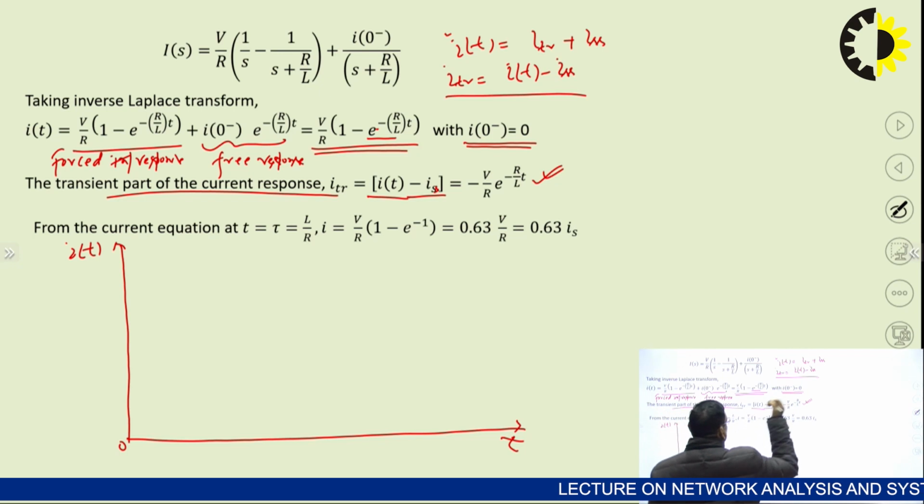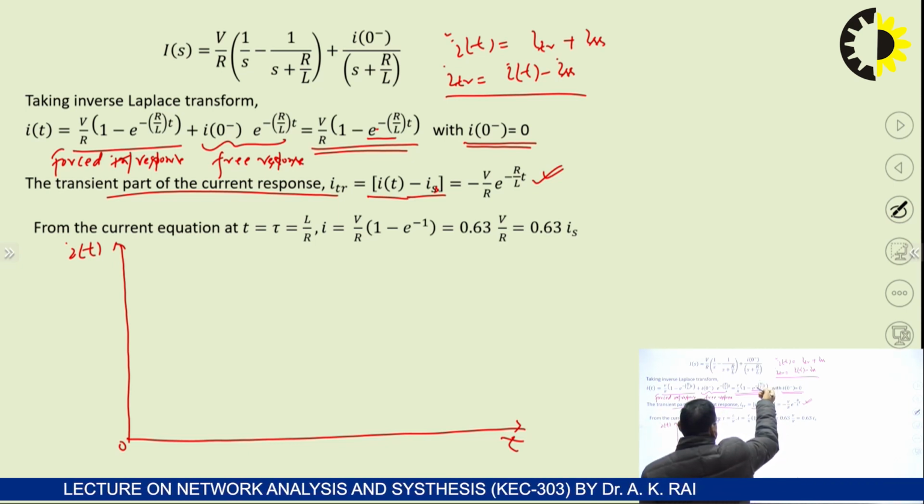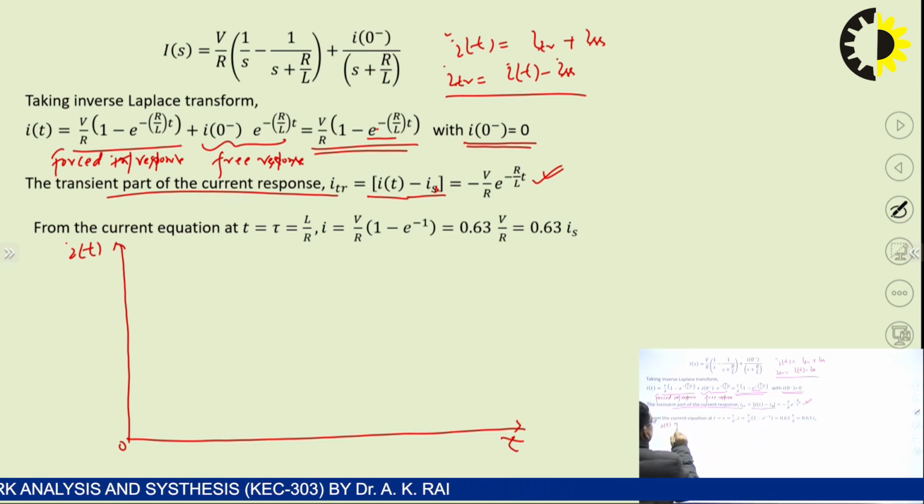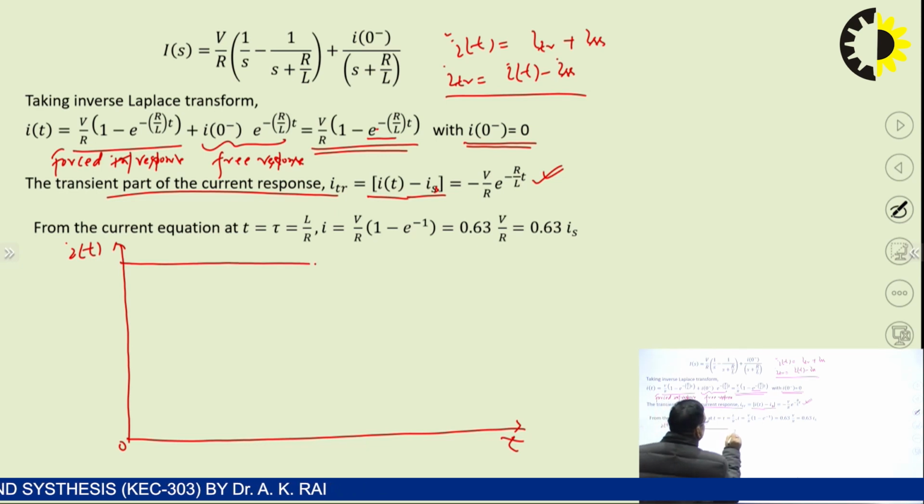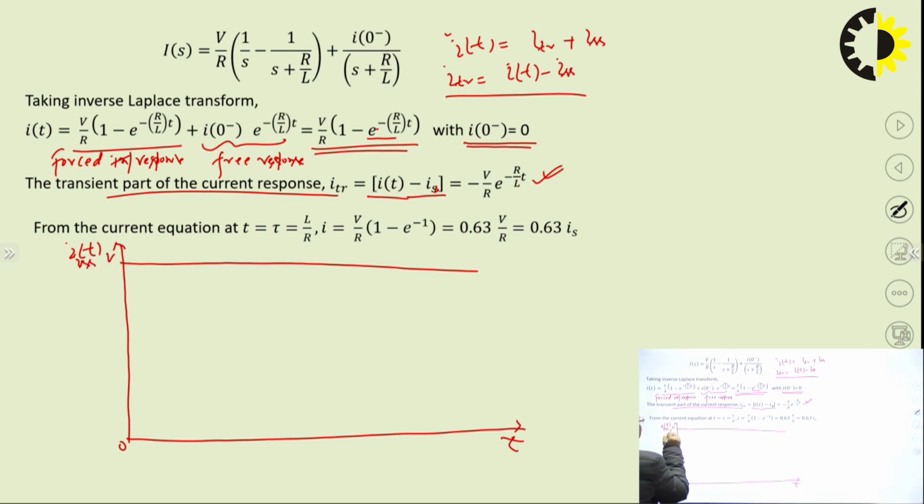And take the other extreme case when t is infinite. When t is infinite, it is e to the minus infinite, so 1 by e to the infinite, so it is 0. So, this value is I_SS, which is nothing but V upon R. So, this is V upon R, the steady state, and now let us go for different times.